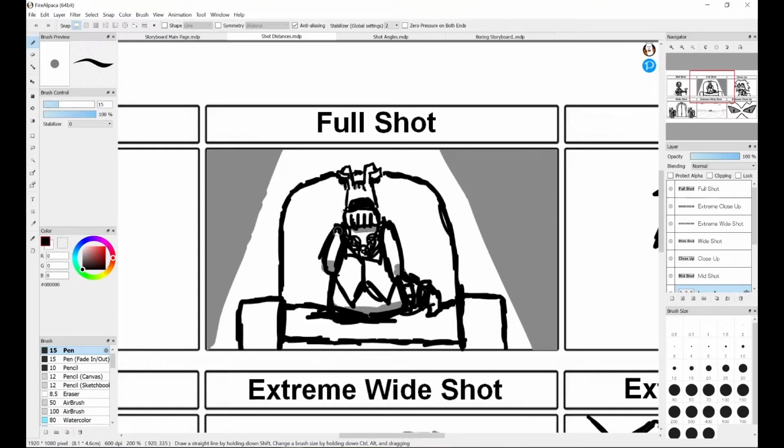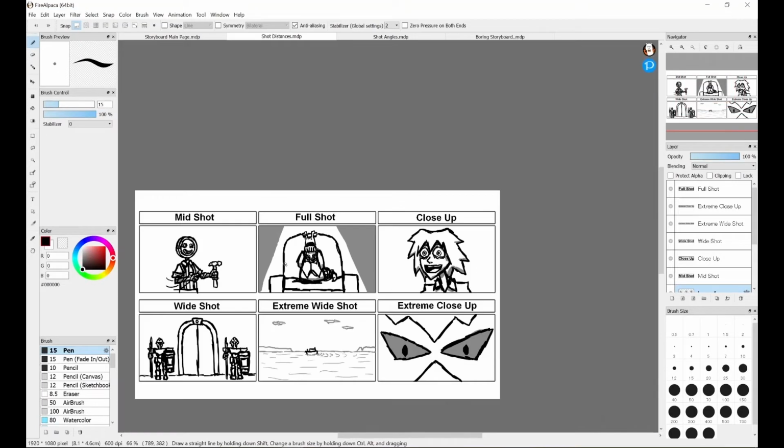I got the slug crime boss here, and I imagine a scene with him would always show the entirety of him to show how powerful he is. Here he is sitting on his big chair. He's got a commanding presence to him.